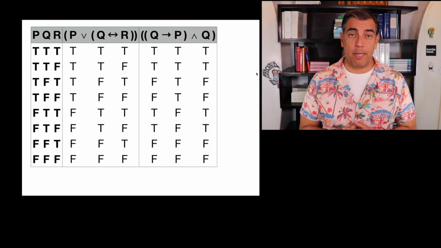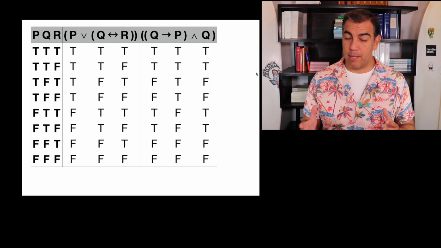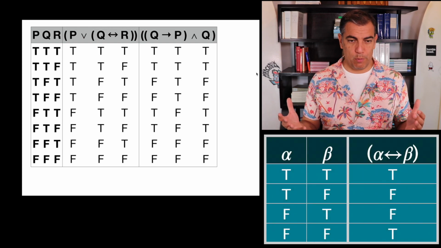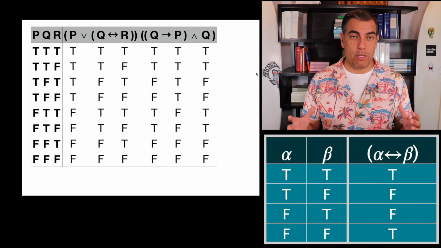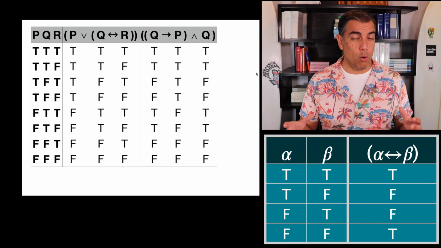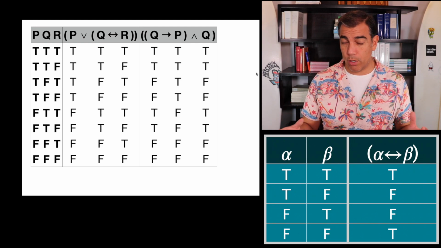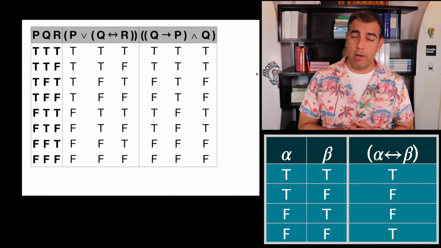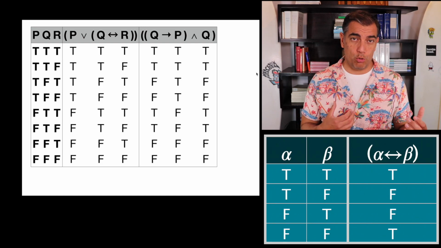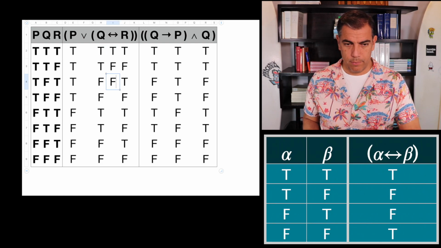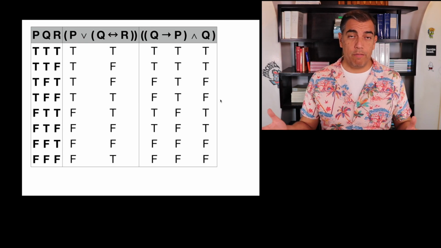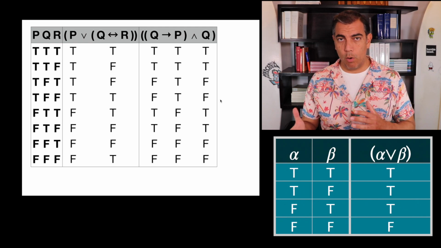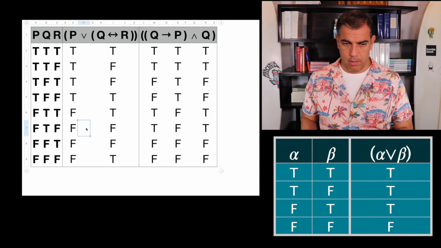In the first complex proposition, I see I have to build up that biconditional first. Biconditionals are super fun. They're true when both propositions that make them up are true, or both propositions that make them up are false. They're only false when one of those propositions is false and the other one is true. And then we can finally work on that disjunction, P or Q if and only if R.